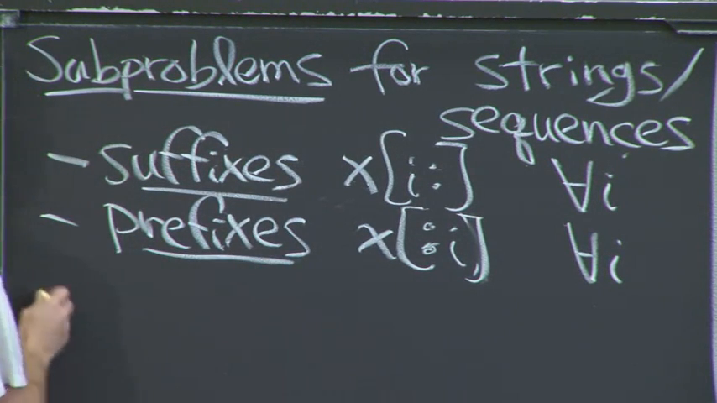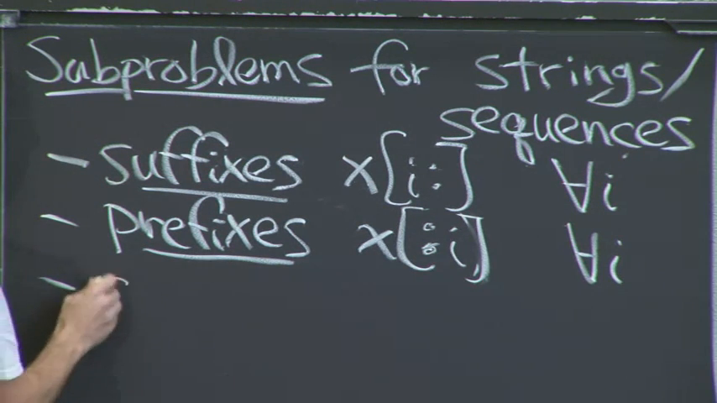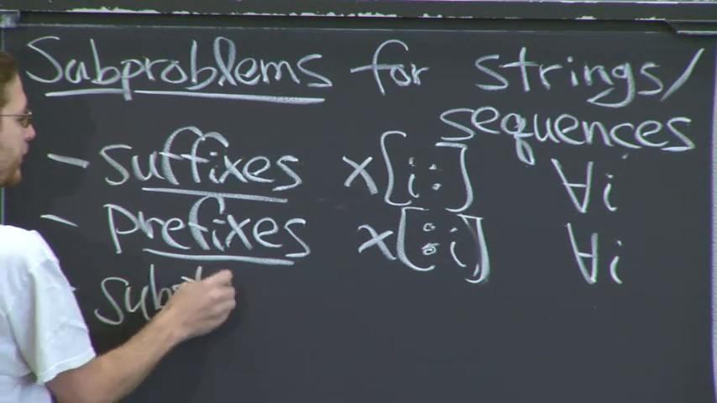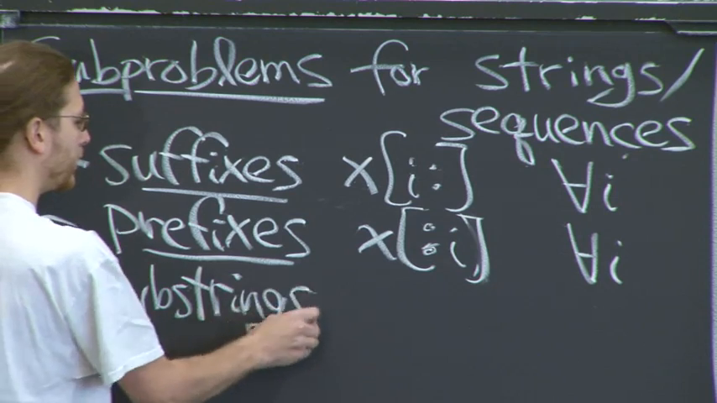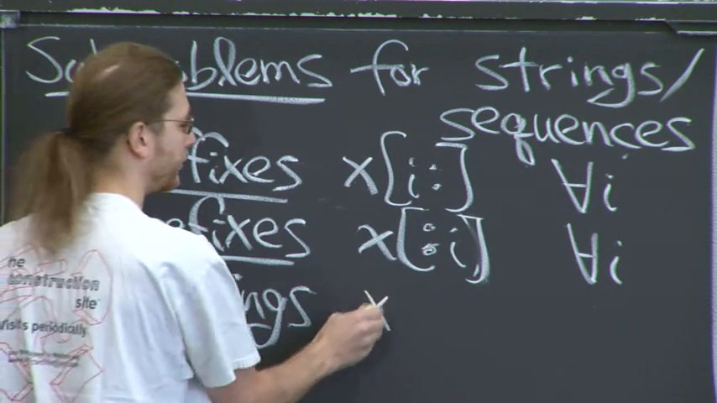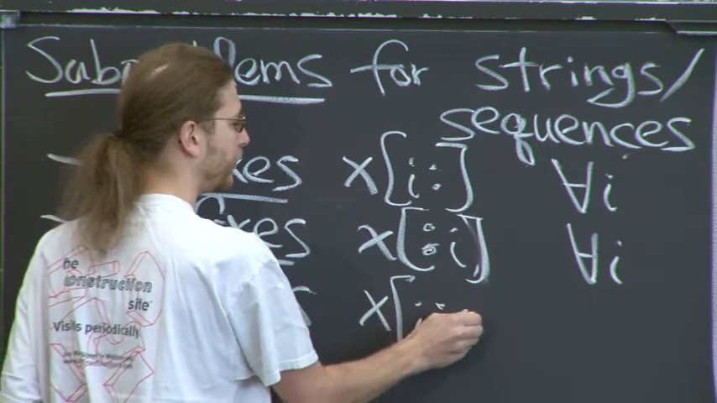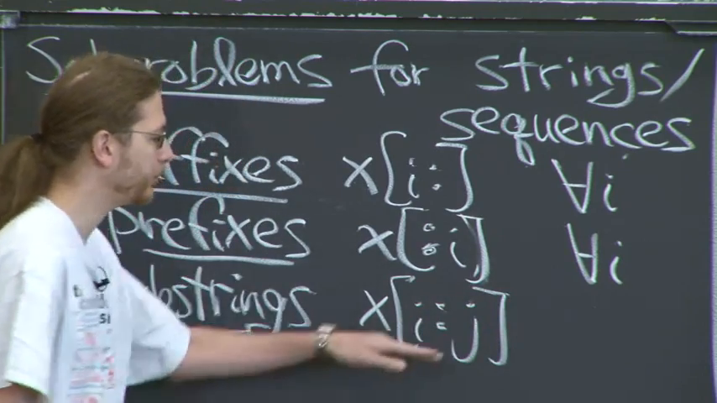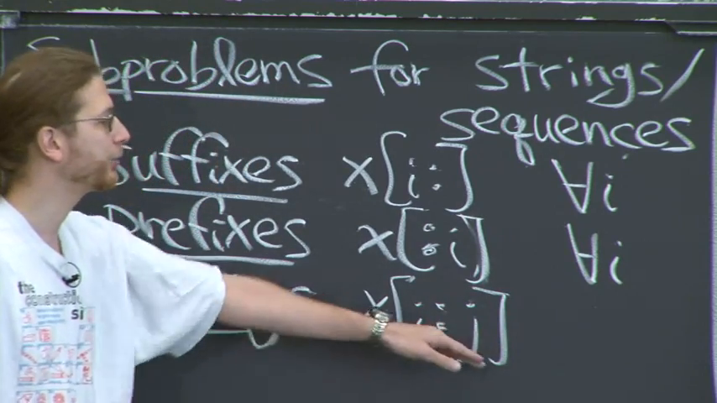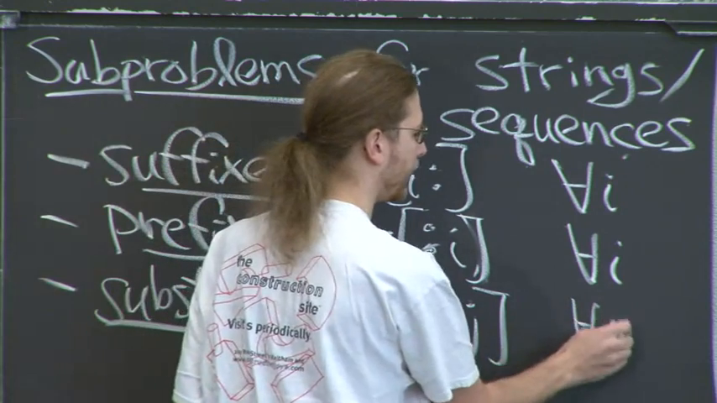Quite efficient. Another possibility when that doesn't work, we're going to see an example of that today, is you do all substrings. So I don't mean subsequences. They have to be a consecutive substring, i through j. And now for all i and j.